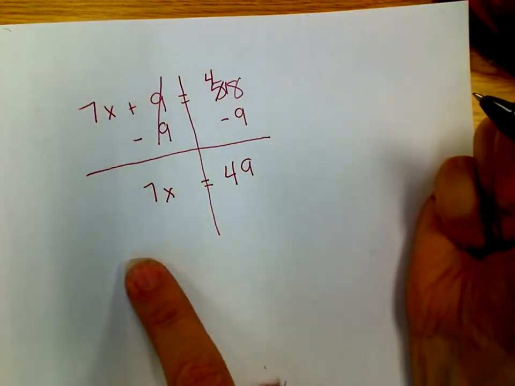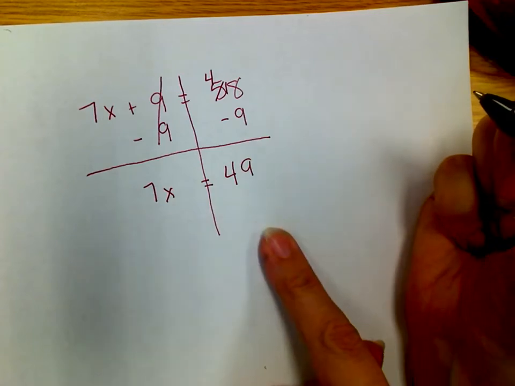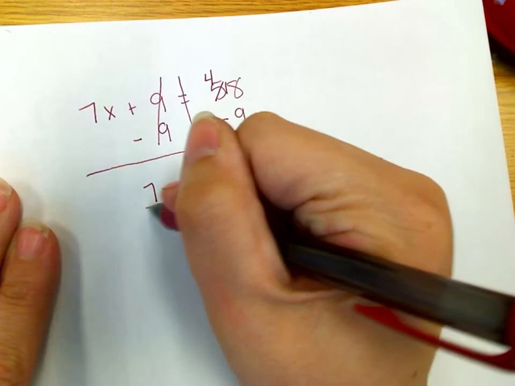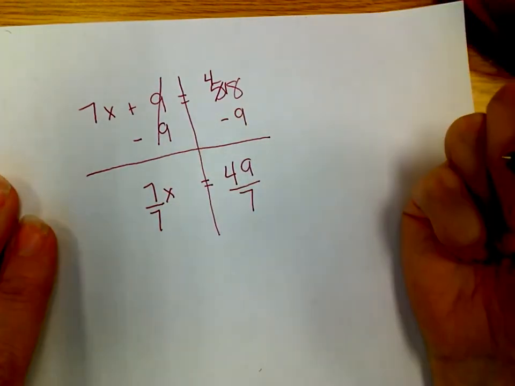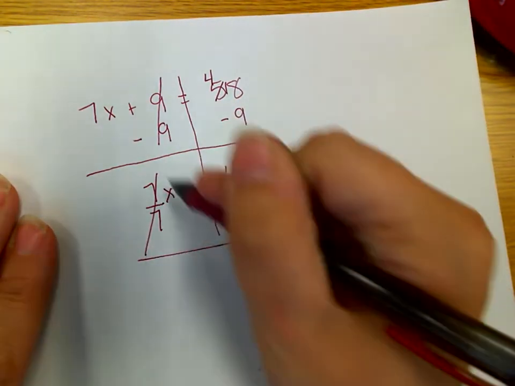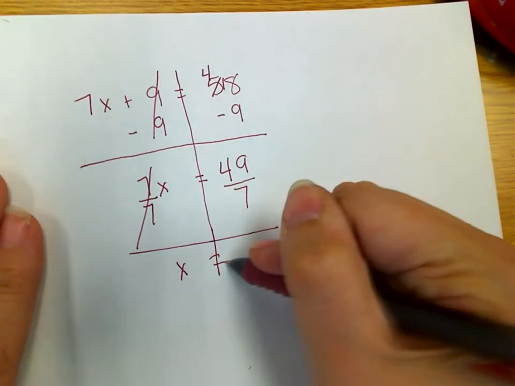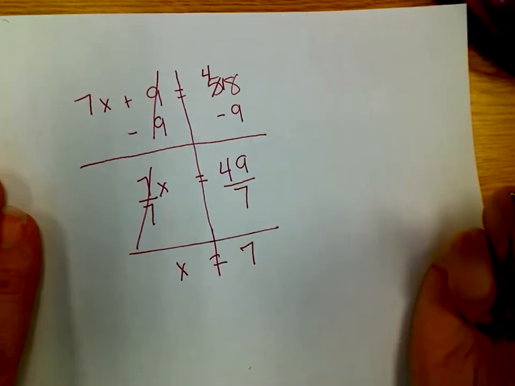Now I'm saying I have 7 of these x's, so I want to know what one of these x's is. To do that, I'm going to have to divide into 7 groups. So 49 divided by 7. 7 divided by 7 is just 1, so that becomes 1x, and 1x is the same as x. x equals 49 divided by 7, which is 7. So x equals 7.